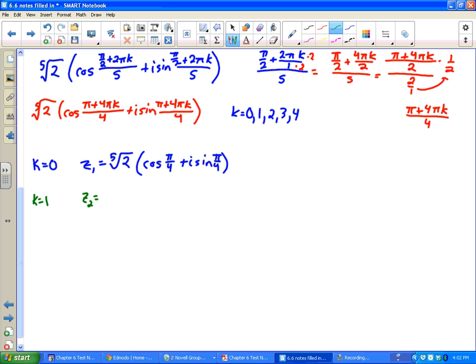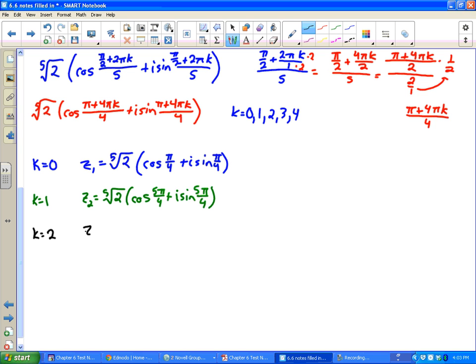So then k equals 1. My second complex root is the 5th root of 2 cosine. Now I need to plug 1 in where k is up here. So 4 pi times 1 is 4 pi. 4 pi plus pi is 5 pi on top, so that's 5 pi over 4 for my angle. And again, this one's on the unit circle, so we could look that up and figure out what that is.